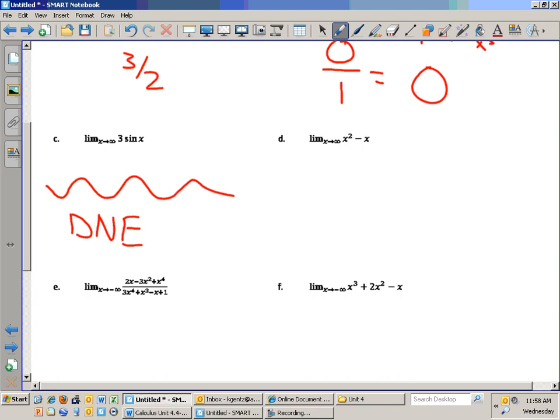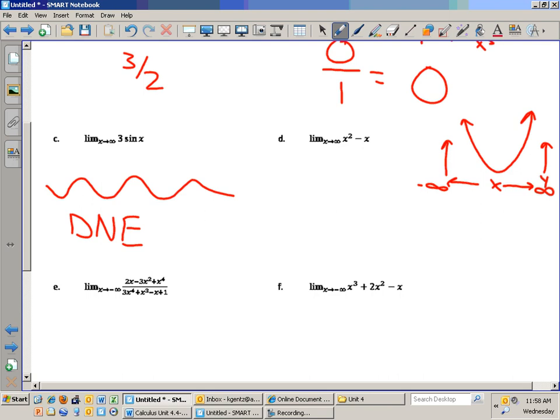Limit as x goes to infinity, x squared minus x. Some people like to plug in infinity. Well, you get infinity minus infinity, which is 0. Look at the graph. What does the graph look like? Parabola that goes up. As x goes to infinity, what does y go to? How about as x goes to negative infinity, what does y go to? Yeah, so you have some knowledge about the graph, don't you?